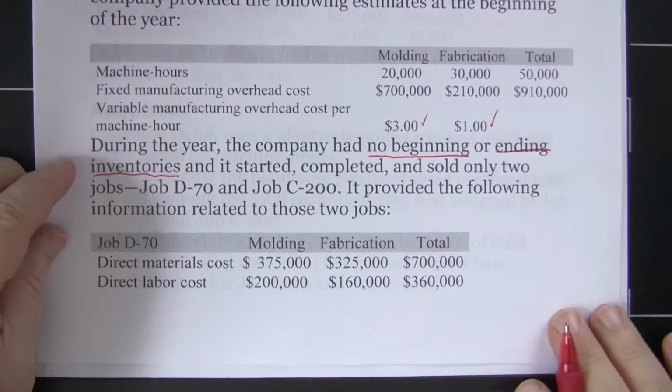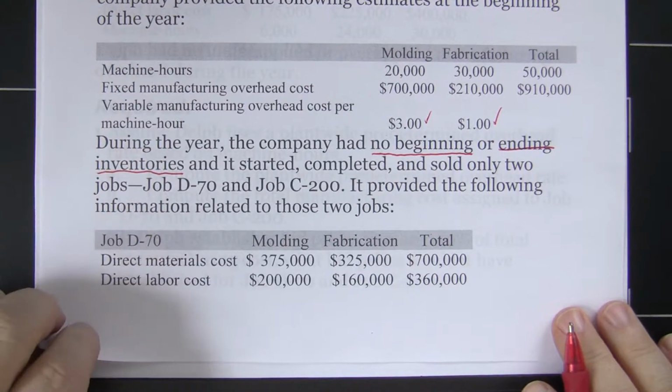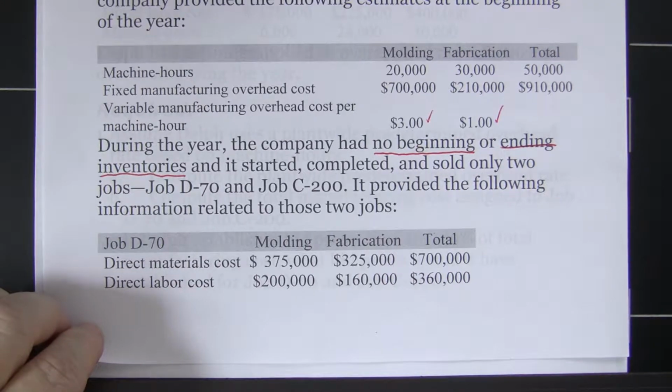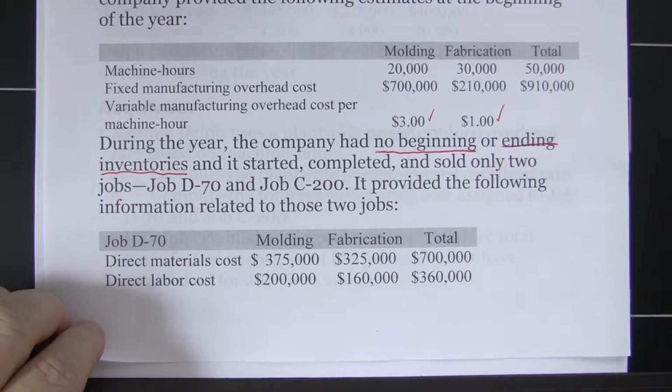So, they had 2 jobs, D70 and C200. I have no idea how they came up with those numbers. Although I do have a friend who's a contractor. He has 1 pickup truck and the truck's number is 13. I asked him why. He said it makes people think he has 12 more trucks.